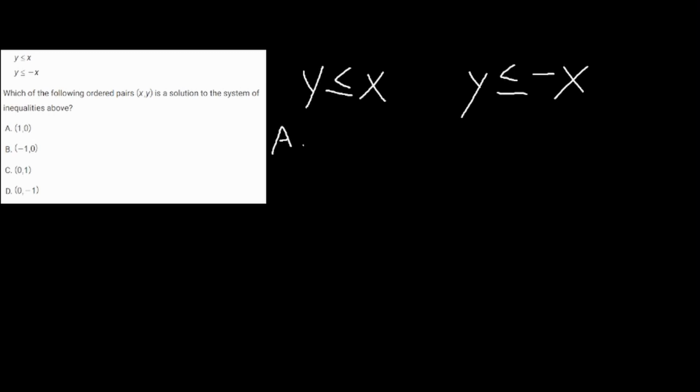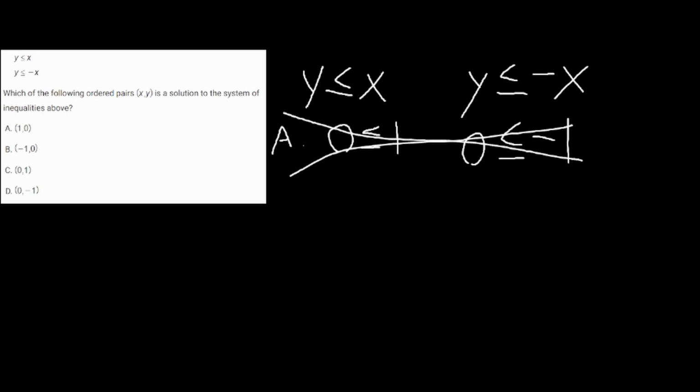A is (1, 0), and so that would be 0 is less than or equal to 1. So far, so good. Moving on, we will get 0 is less than or equal to negative 1. Not so good. That is not true. 0 is greater than negative 1. So we can eliminate that as one of our answers.